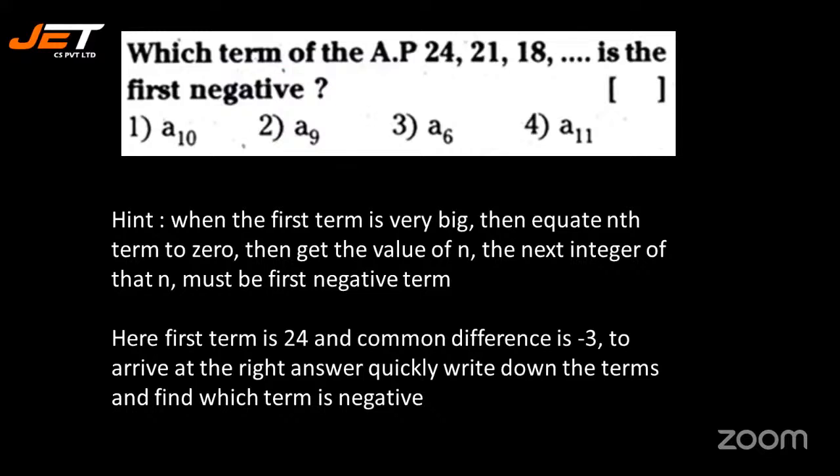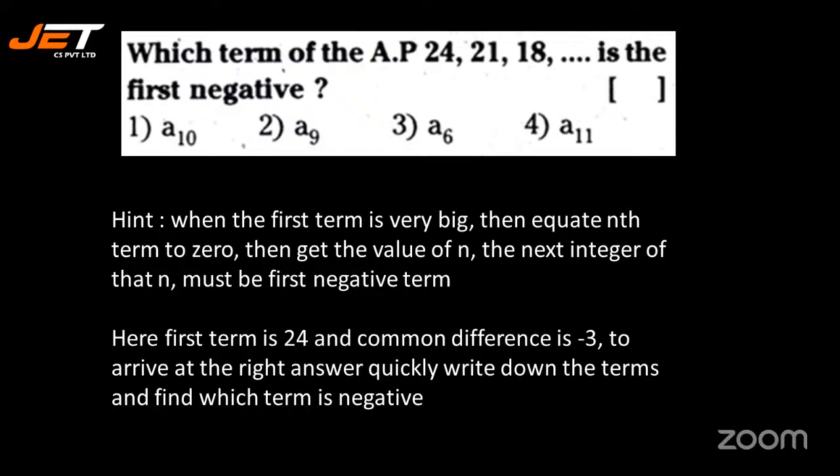See the next question. Which term of the AP 24, 21, 18 and so on is the first negative? Is it A10, A9, A6, A11? See the hint. When the first term is very big, equate the nth term to 0. Then get the value of n. The next integer after that n must be the first negative term. So here, the first term is 24. The common difference is 21 minus 24, which is minus 3.